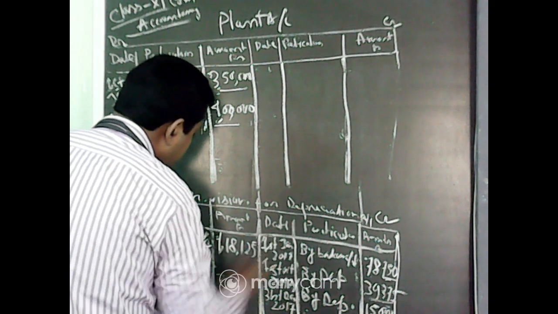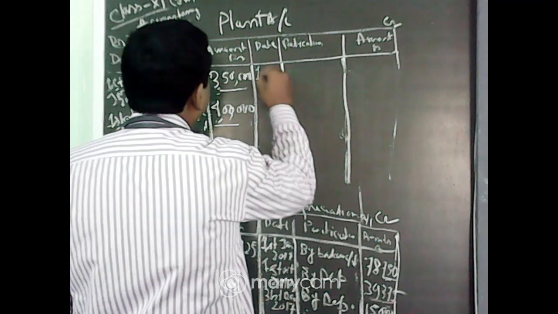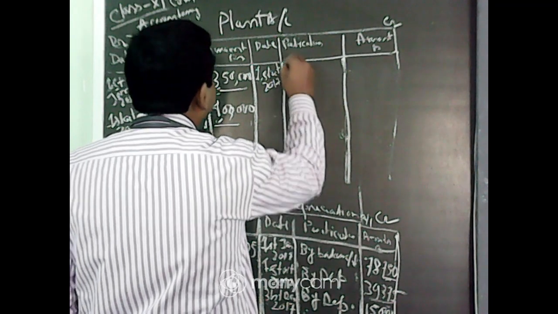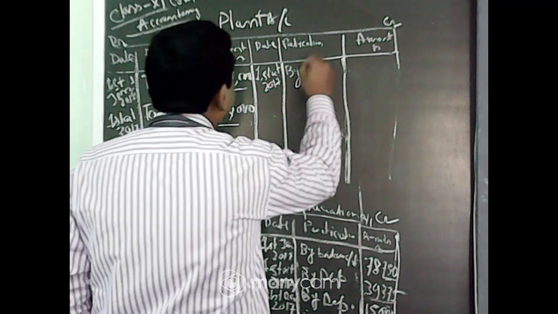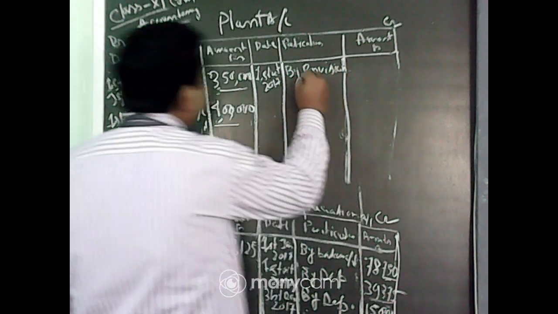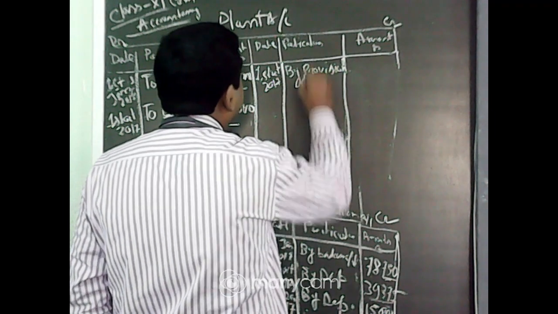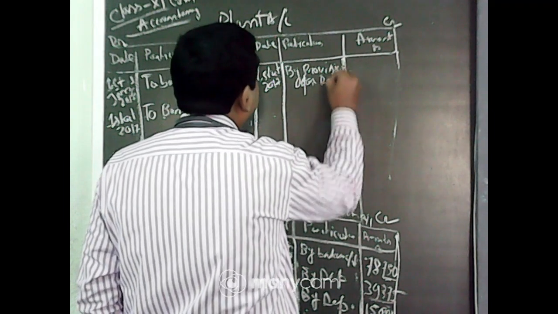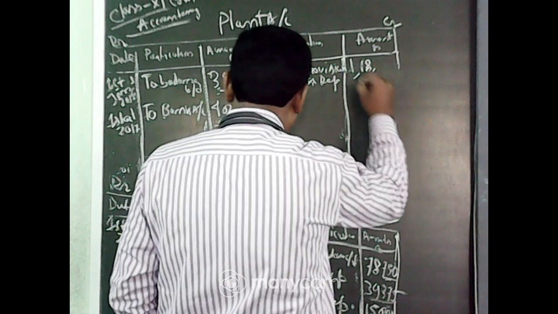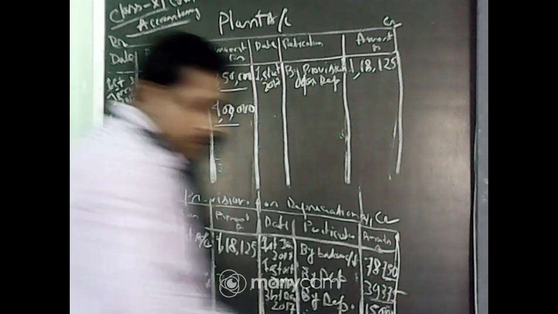And as per double entry system, in plant account what we will write? That is 1st October 2017, by provision for depreciation account. Only in case of sale, that depreciation will become by provision for depreciation account. How much depreciation? 1,18,125 depreciation will become. Okay.